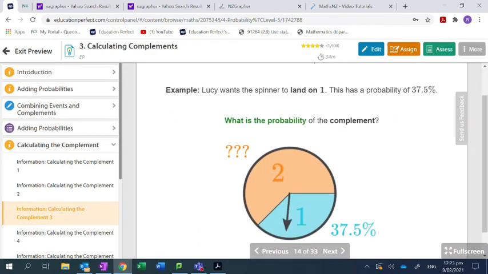Let's see. Lucy wants the spinner to land on 1. It has a probability of 37.5. What is the probability of the complement? Okay.